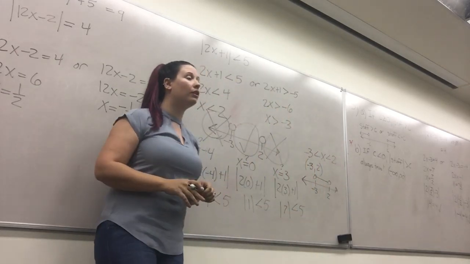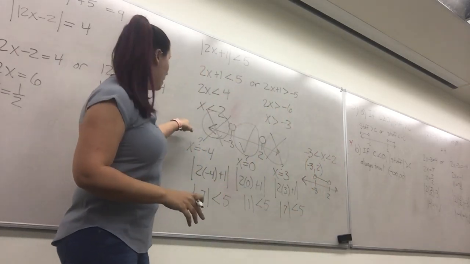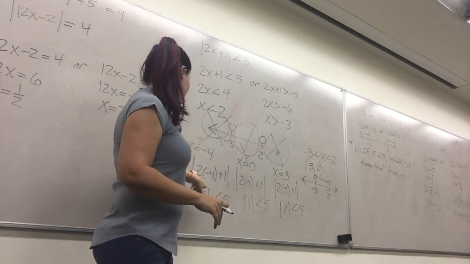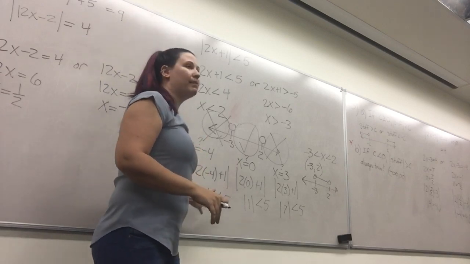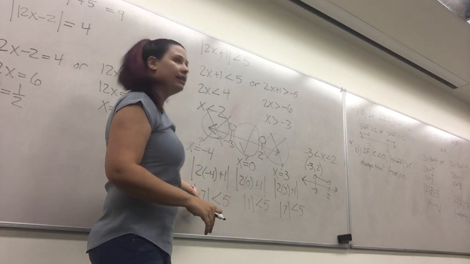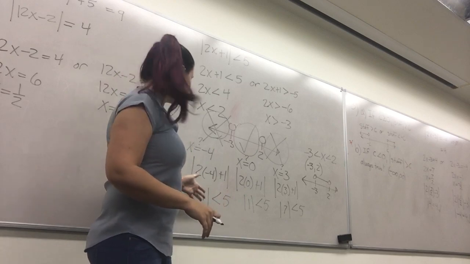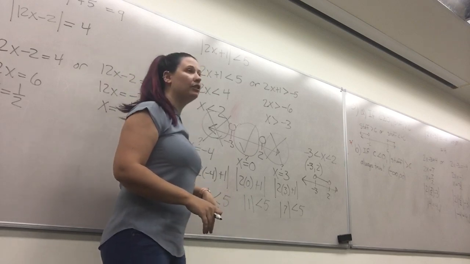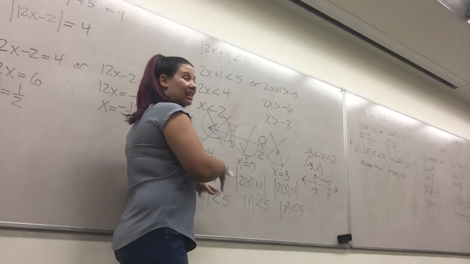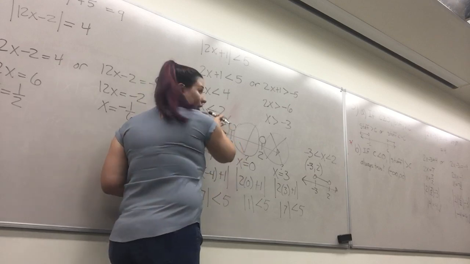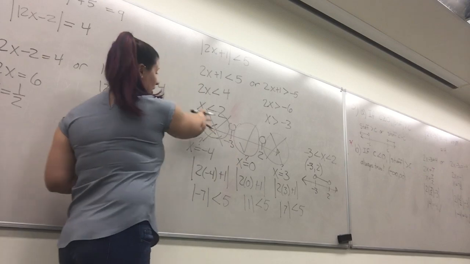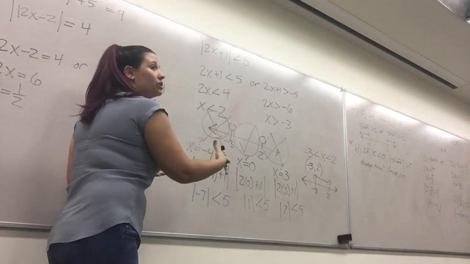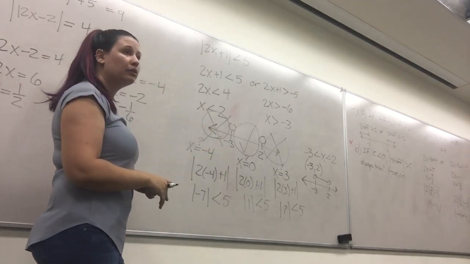Question. Why is the first section wrong? Because when we plugged in -4, we got a false statement, right? The absolute value of -7 would be 7. 7 is not less than 5. So because of that, that's a false statement, so that section doesn't work. Any number that you picked here would be false, basically. Okay?